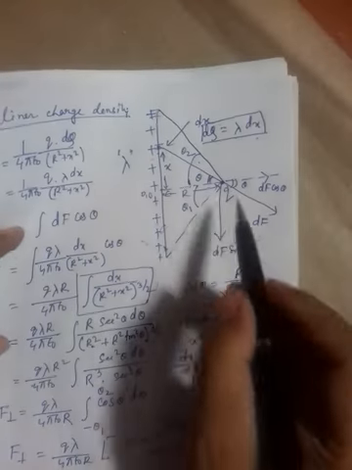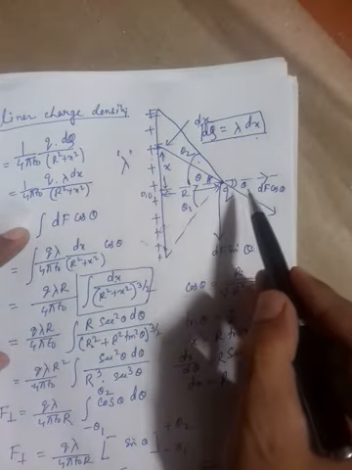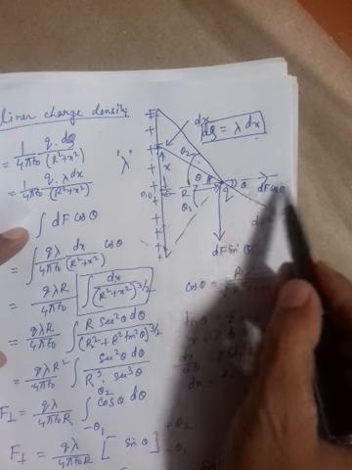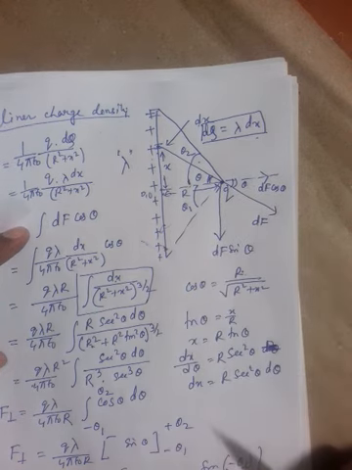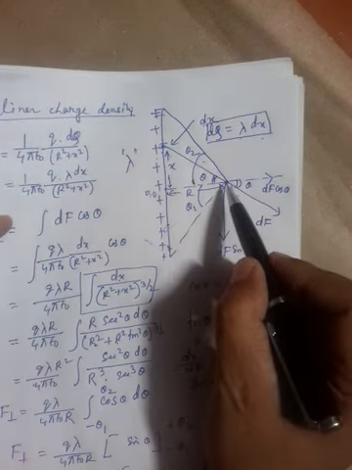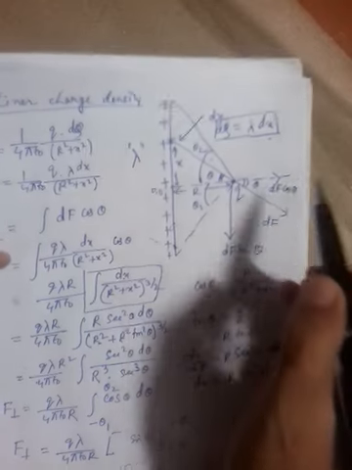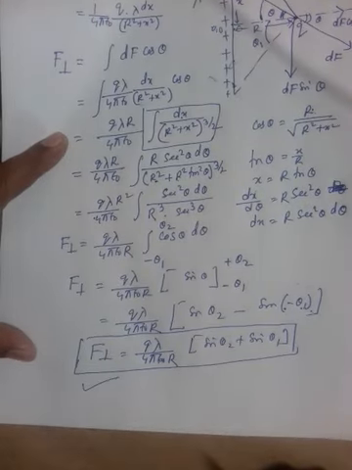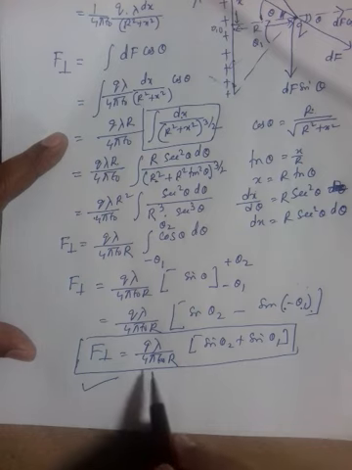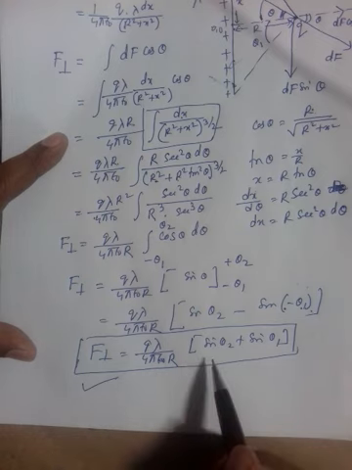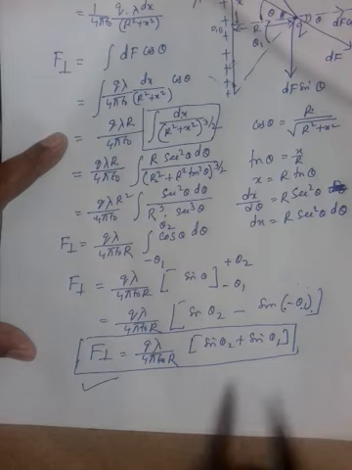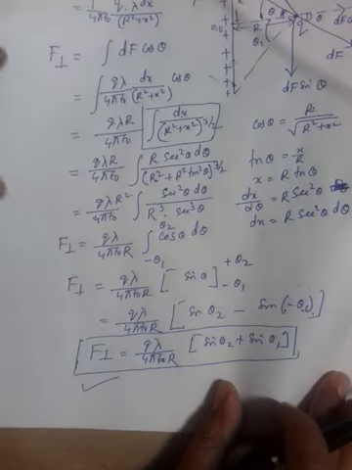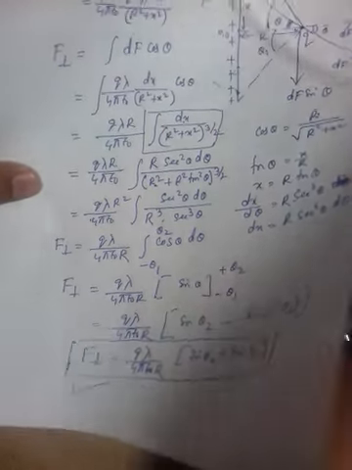Why? Whatever dF we considered, dF carries two parts. One is dF cos theta and the other is dF sin theta. We consider only dF cos theta, that is in the perpendicular direction. So I am writing force in the perpendicular direction is q lambda by 4 pi epsilon naught r times sine of theta 2 plus sine of theta 1. Still one other part is present. Let me continue with this.